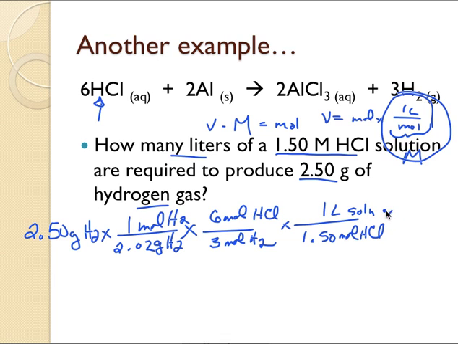Then, oh, it asks for liters, so I don't even have to convert to milliliters. Okay, so if I do that, I have 2.50 divided by 2.02 times 6 divided by 3 divided by 1.5. I should get 1.65 liters. 3 significant figures because there's 3 significant figures there and also 3 there, so in the given.